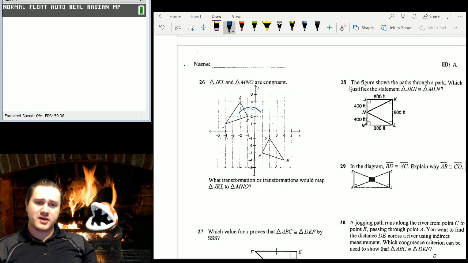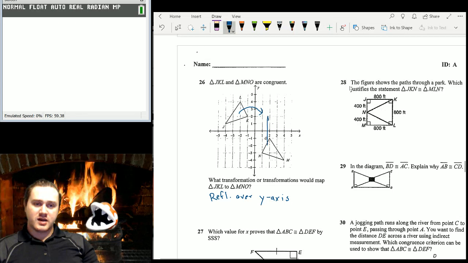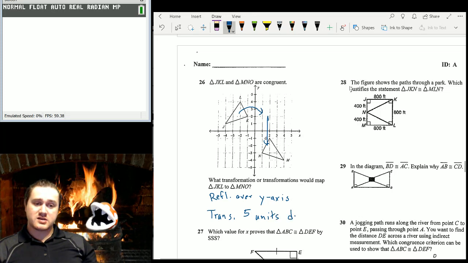So I'm going to flip over the x-axis or the y-axis. So that's a reflection over the y-axis. But after I do that, I still need to do a little bit more, and I'm going to slide it down. So again, the slide is a translation, and this one is specifically 5 units. And you got to say which direction, so that would be down. Again, on multiple choice tests, just look at which ones there are, figure out the results.